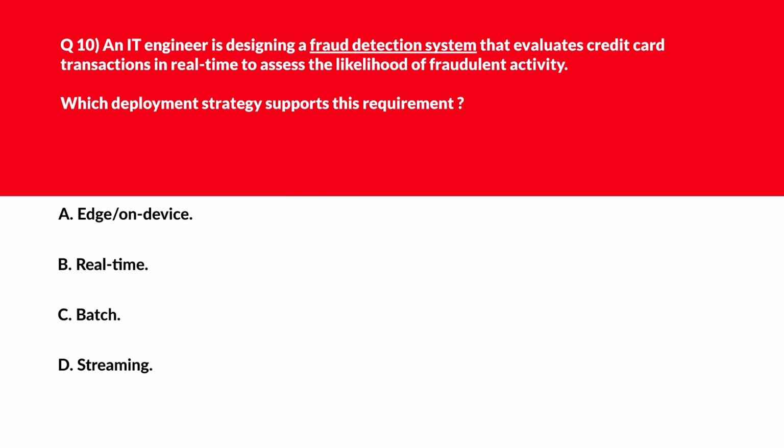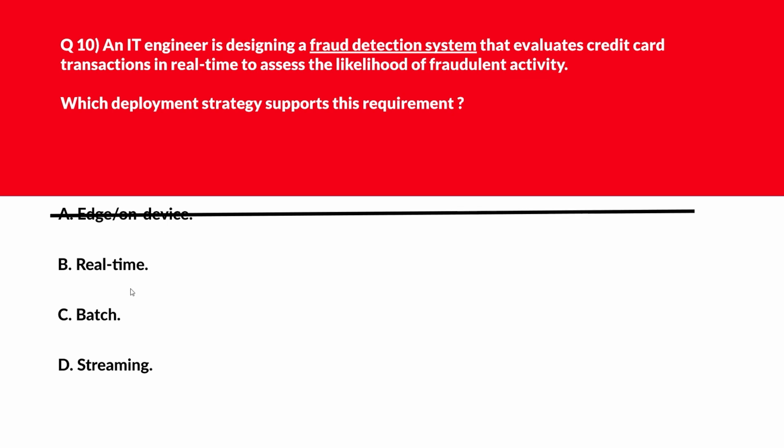We'll lock option D as the right answer. All right. Now let's look at this. This is all about fraud detection system. Option E says edge or on-device. Edge or on-device deployment performs local inference but doesn't support centralized fraud detection across transaction streams. Incorrect. We'll move to now option B.